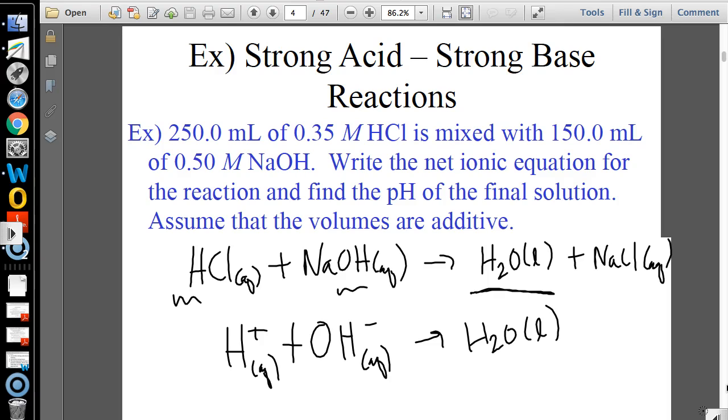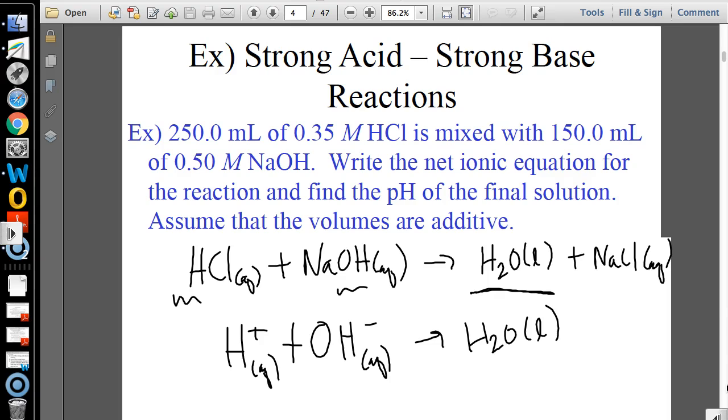It said to find the pH of the final solution. So what we're going to do, this is the reaction right here. And what we're going to do is we're going to make a BCA table, and we're going to calculate the moles of hydrogen. We're going to calculate the moles of hydroxide. We're going to put them into the table, and we're going to go through the reaction, and we're going to see which one's left, hydrogen or hydroxide, and then we'll be able to calculate pH.